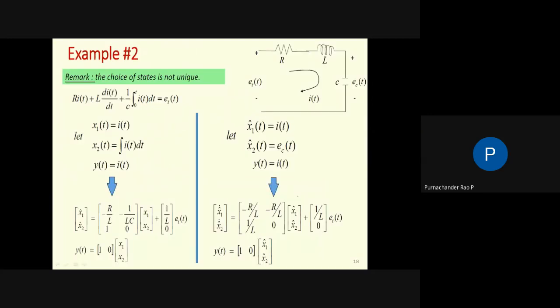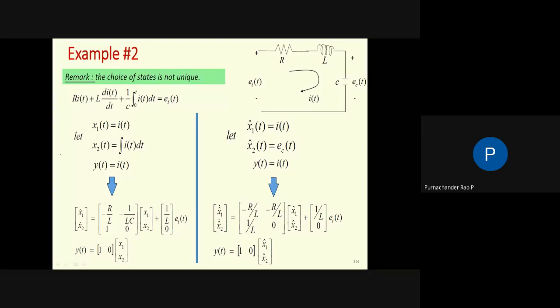Now let's take an electrical circuit. The electrical equation is given as R into i(t) plus L into di(t) by dt plus 1 by C into the integration from 0 to t of i(t) into dt. This will be equal to your input voltage ei(t).